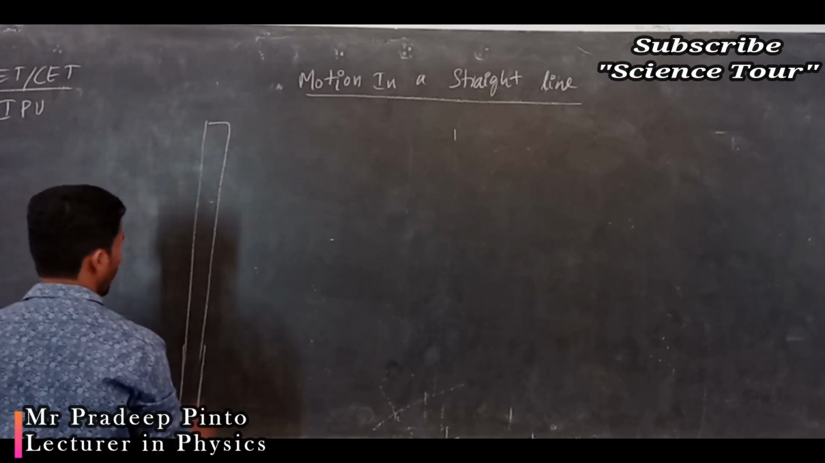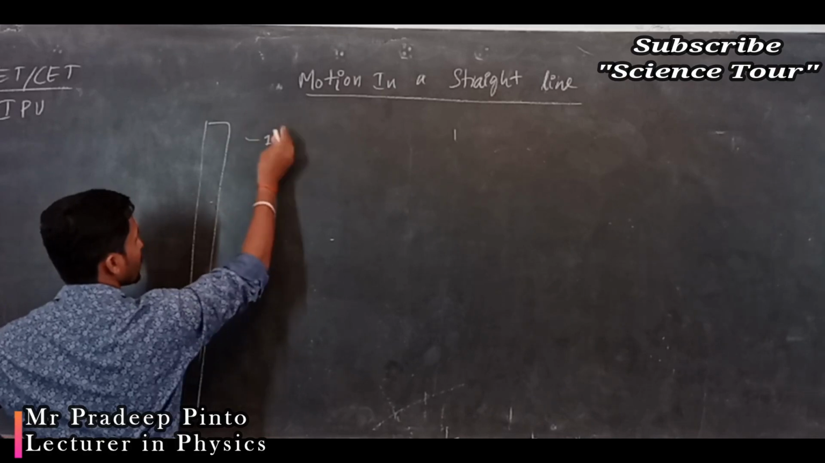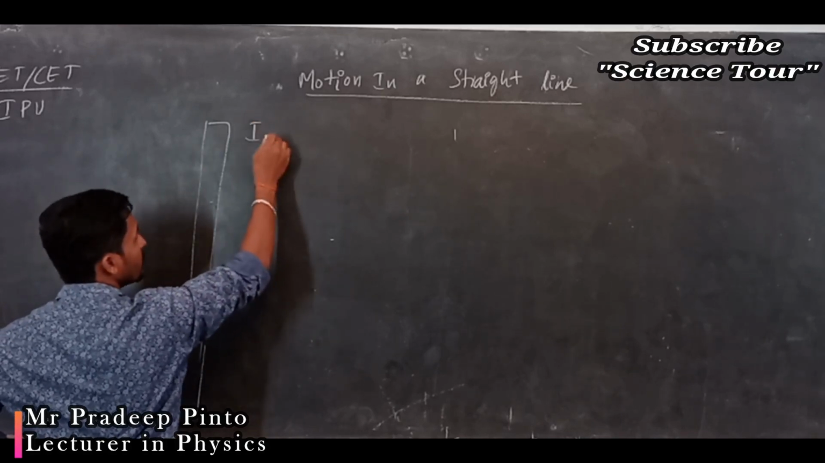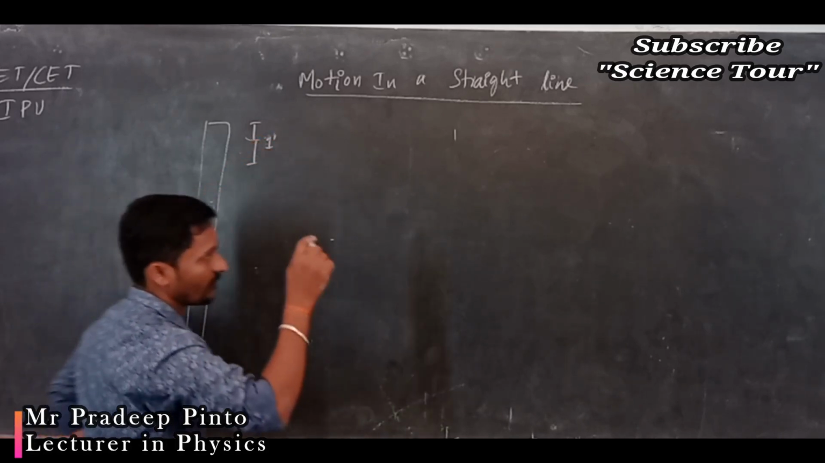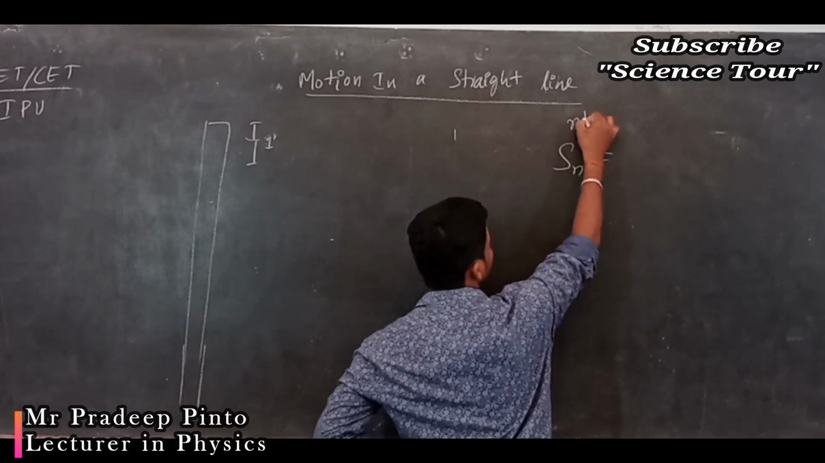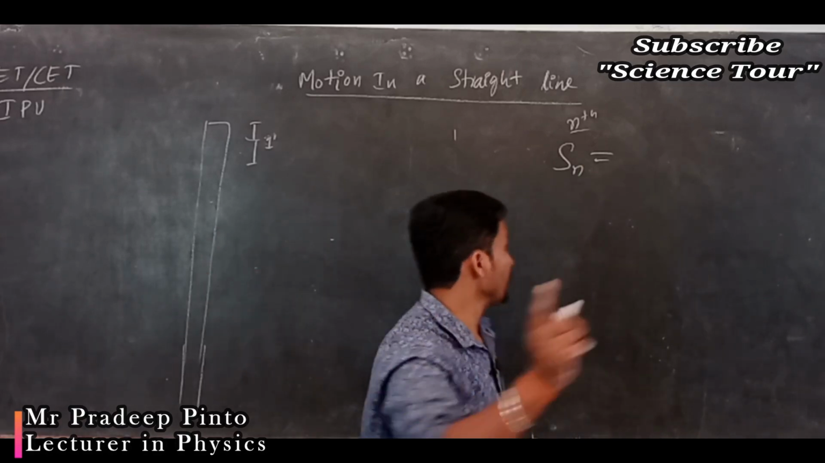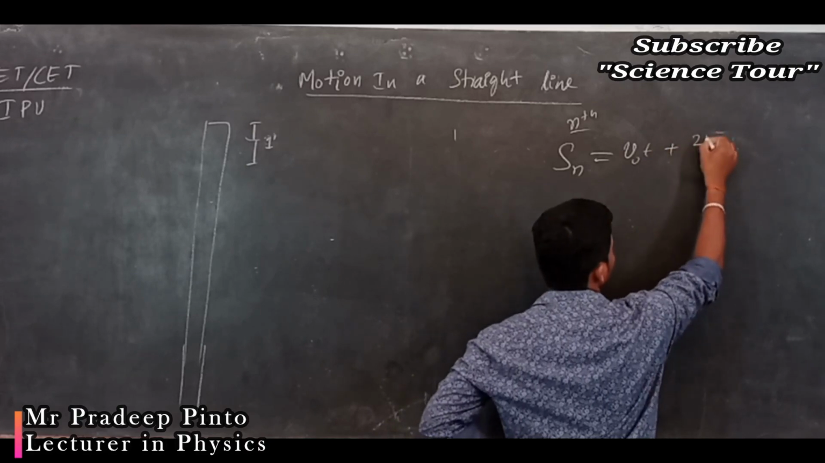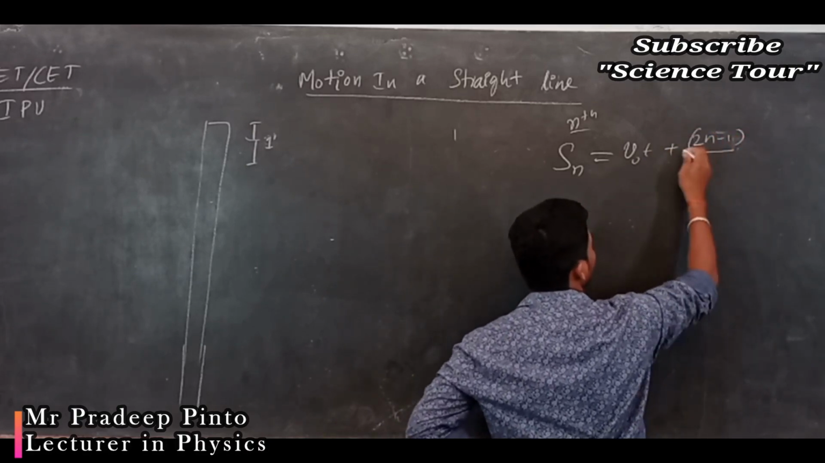Now you are going to drop it from 0 to 1. That is the 0th second and the first second. The first second is some distance. For that, the formula for the nth second, as opposed to the distance travelled in n seconds, the earlier formula, is: distance travelled in the nth second is v naught into t plus a by 2 into (2n minus 1).